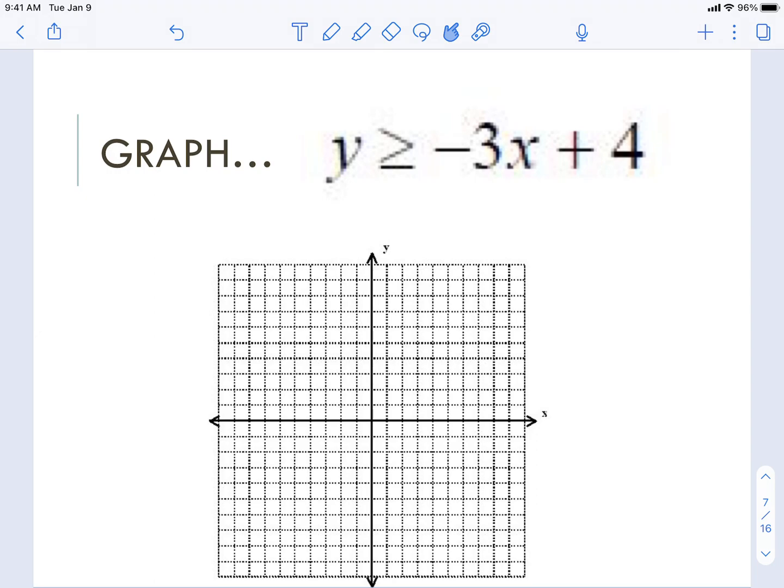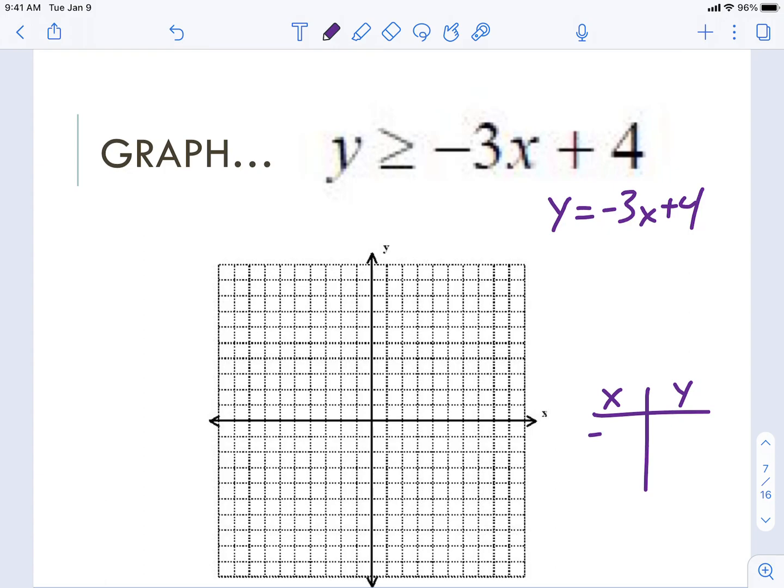All right, graphing this. For this one, I'm going to set up a table to graph this. There's a couple of ways that you could graph it, and I'm going to show both of them. What we really want to do first with an inequality is treat it as if it were just y equals negative 3x plus 4. I'm going to make a table with 3 values in it: negative 2, 0, and positive 2. I think that'll give me a nice little spread here.